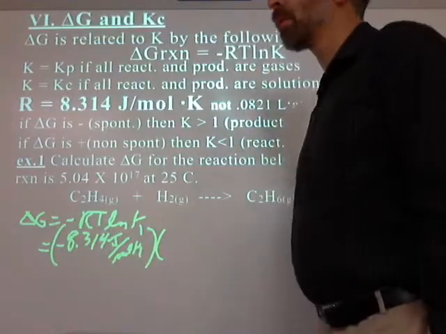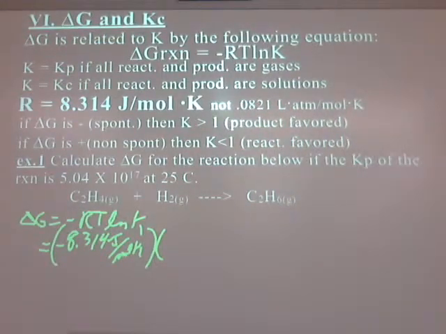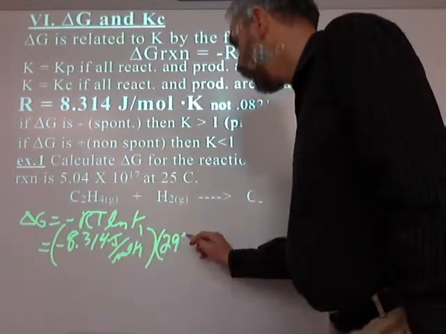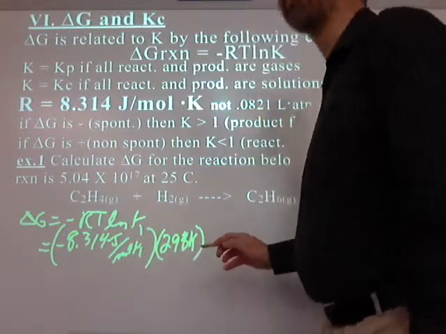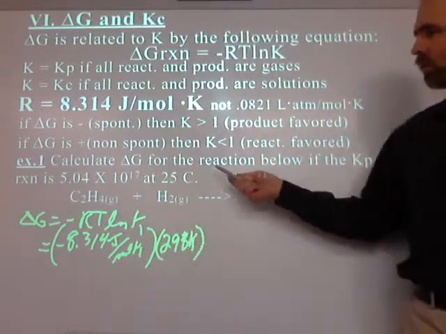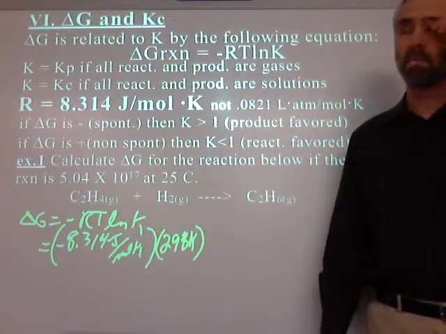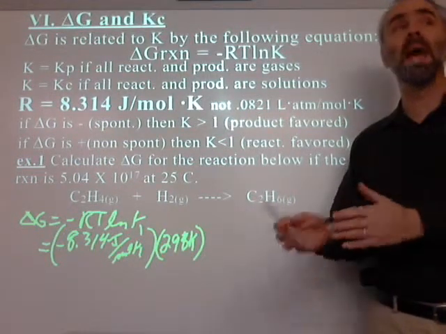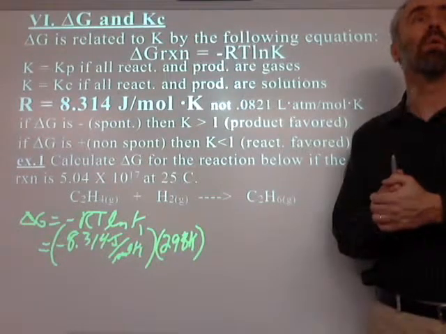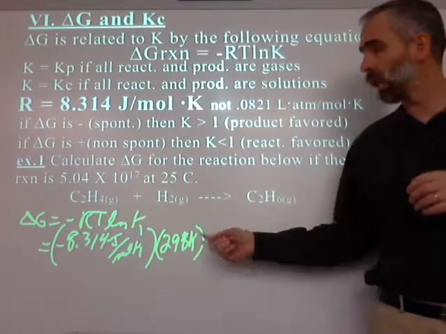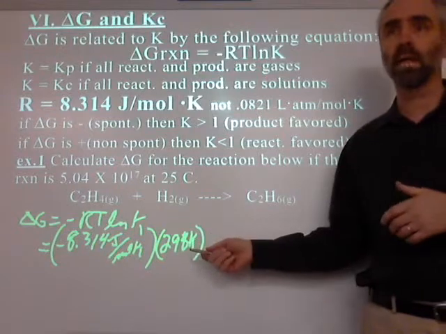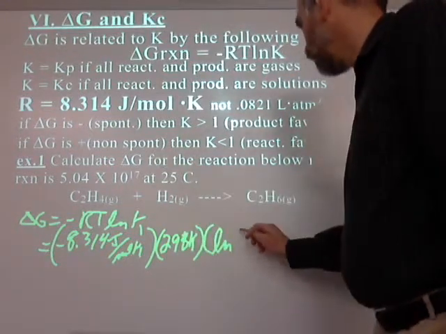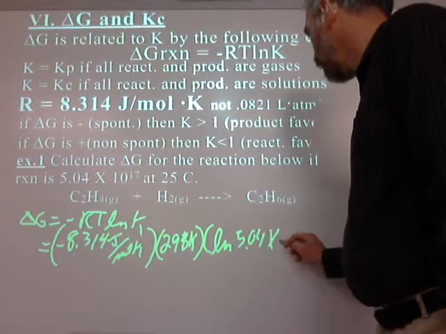times my temperature. Now, 25 degrees Celsius is what? 298 Kelvin. Yeah, I've got to remember that. And by the way, you may remember one of the reasons I'm using 25 degrees Celsius. Can you remember when we were doing Appendix K in the back of the book? What were all those values at? 25 degrees Celsius, or 298 Kelvin. And finally, ln of K, which is 5.04 times 10 to the 17th.